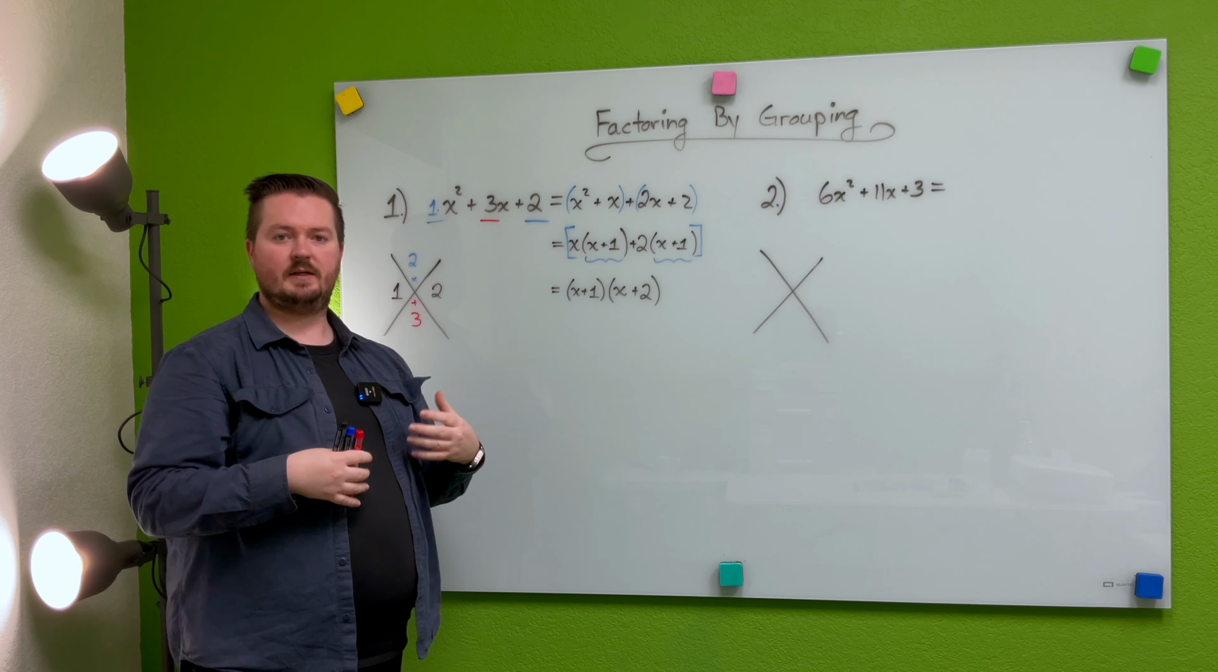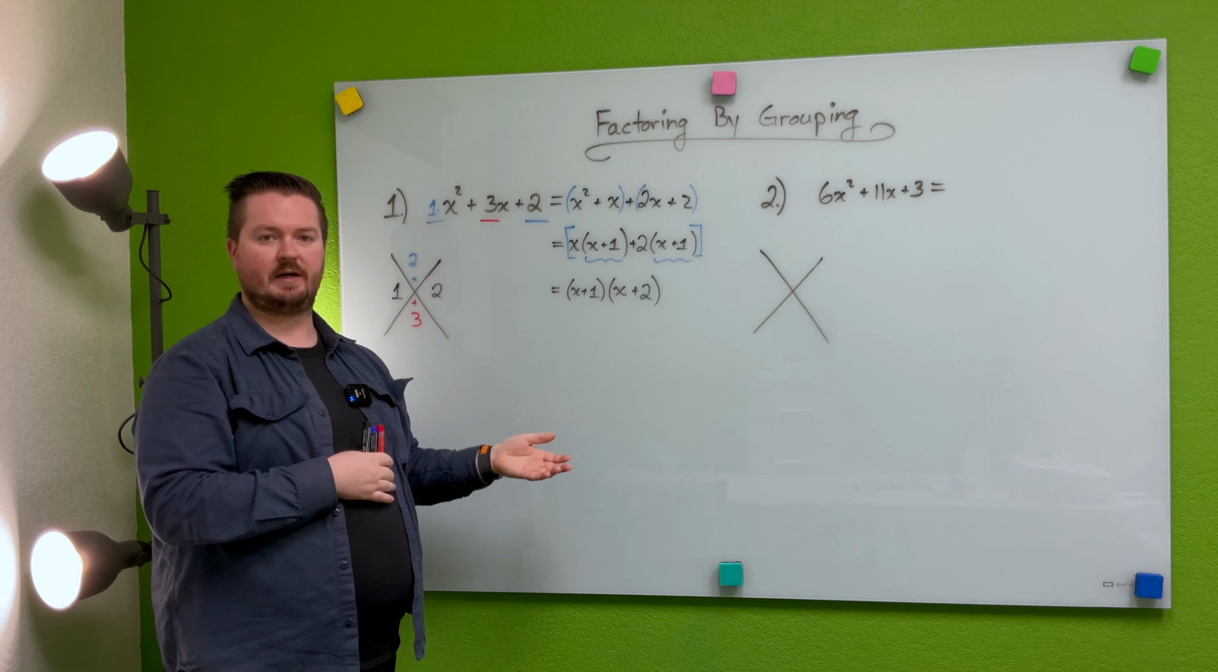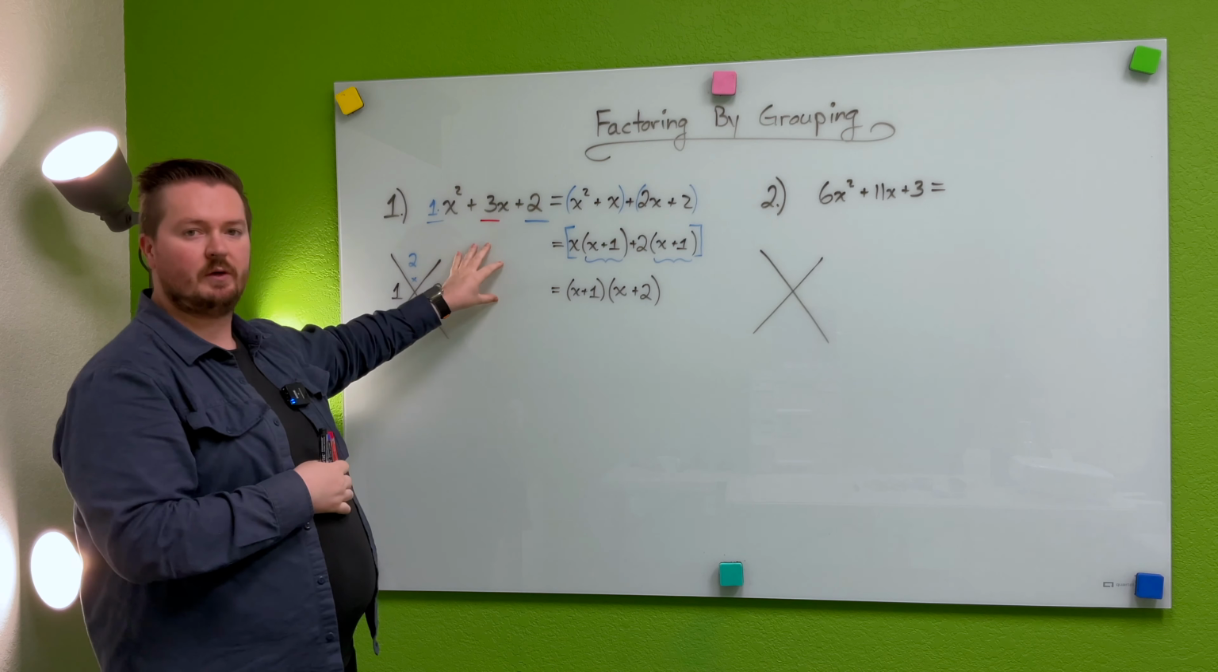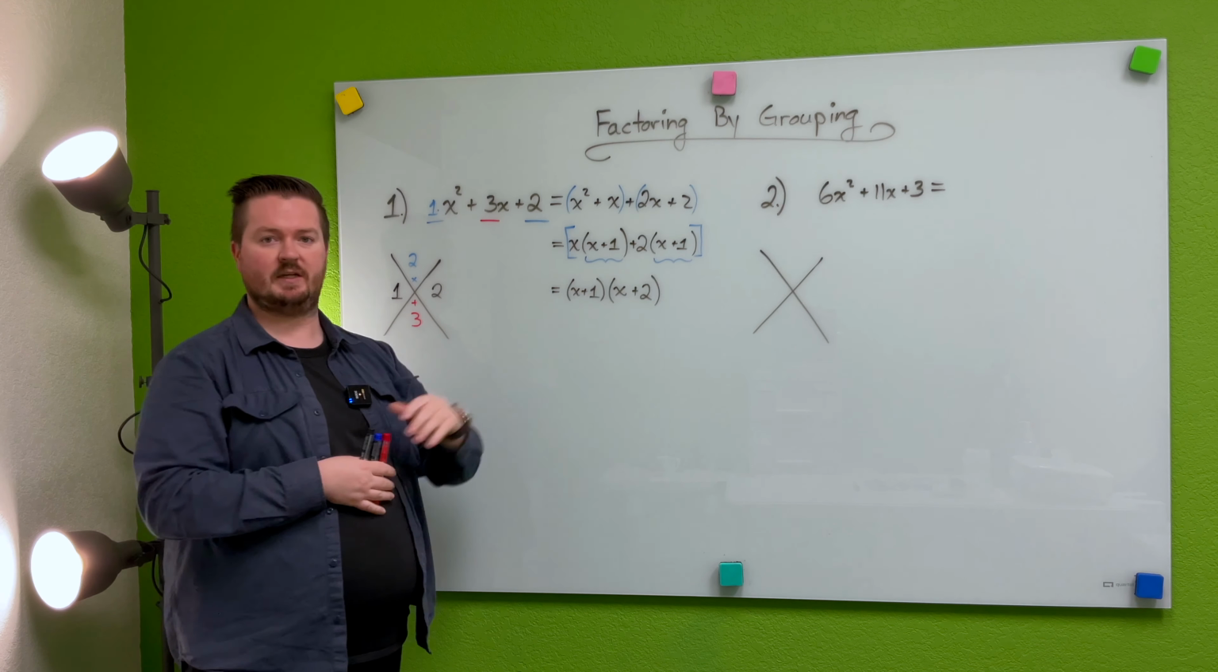So that's a pretty straightforward polynomial we could have factored by just trial and error, but we wanted to use this to show the process, first of all, of factoring by grouping before we get to a more challenging example.